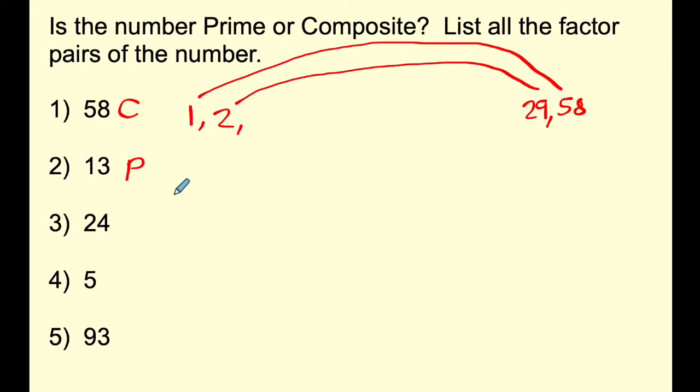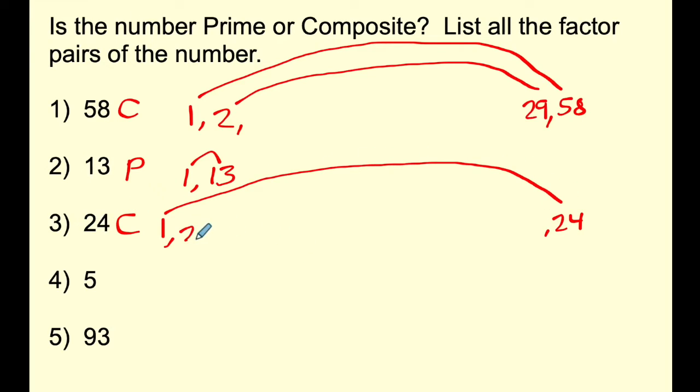13 is a prime number. I don't really need to create a rainbow for 13, but if I did, it would just be these two numbers. 24 is composite. And as a general rule, the prettier the number, like even numbers like 24 or 50 or 64, they're going to have the most amount of factors.